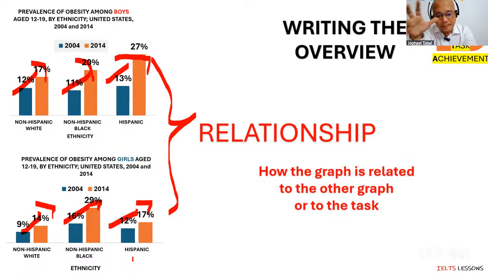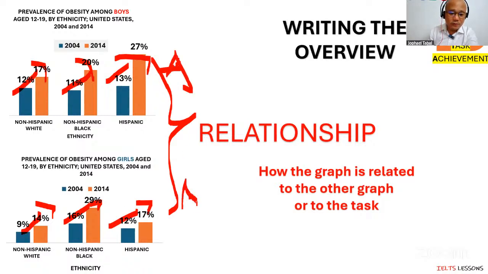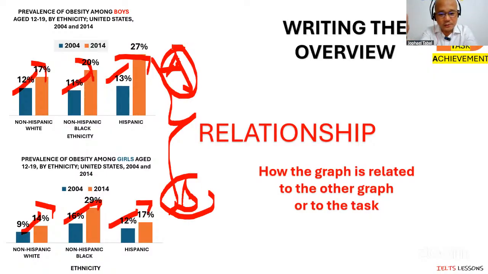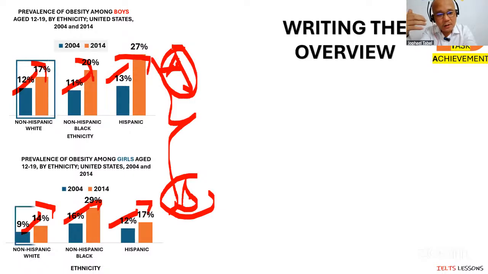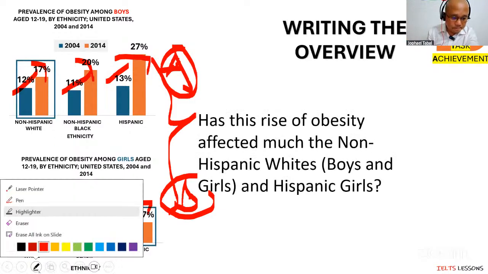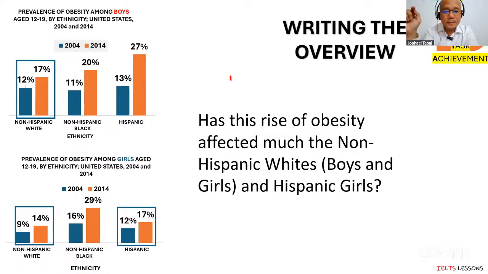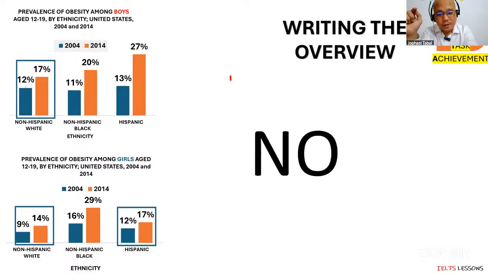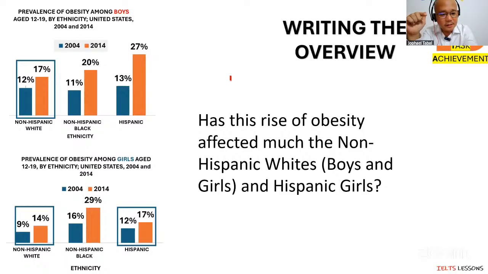Now, how about their comparison? When I say relationship, it means their comparison. How do we compare these two things? How are these two graphs related? How is graph A and graph B related? Of course, they are certainly relevant. So how are they relevant? The relevance here is this one.